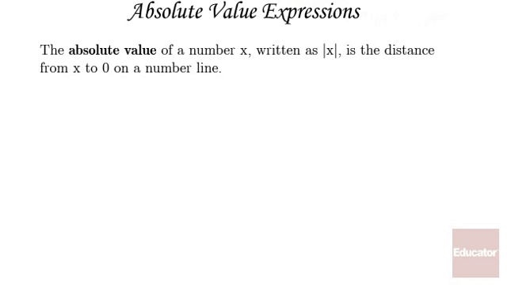Welcome back. Recall that the absolute value of a number x, written as x with the two bars, which is the symbol for absolute value, is the distance from x to 0 on a number line.